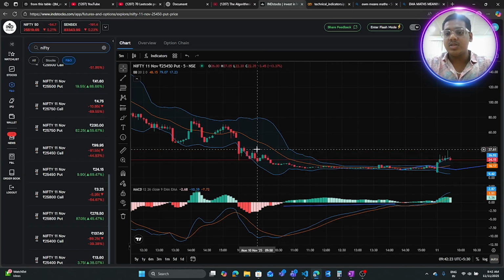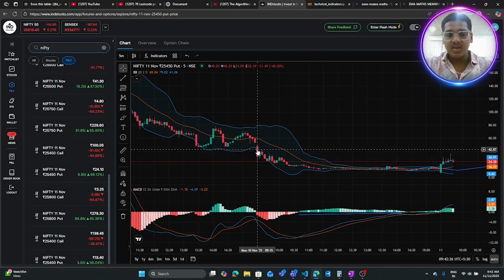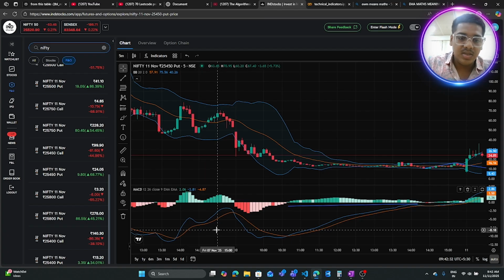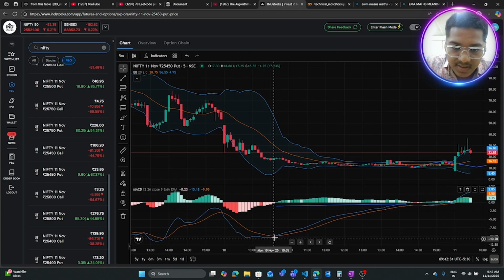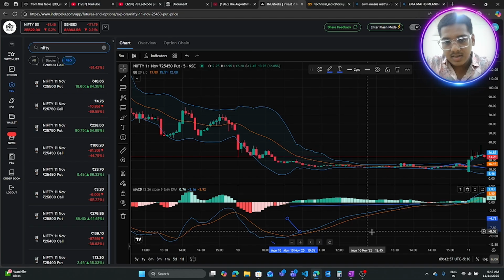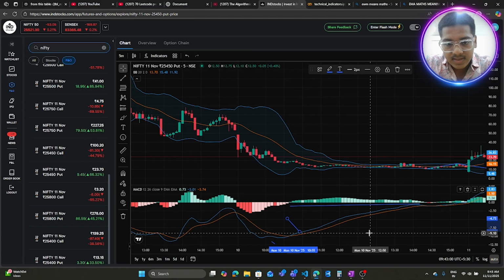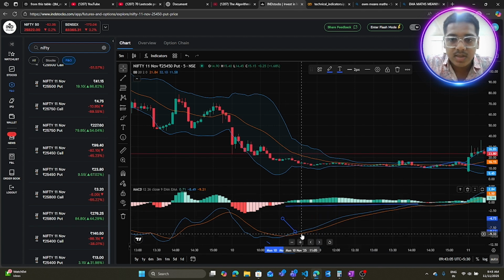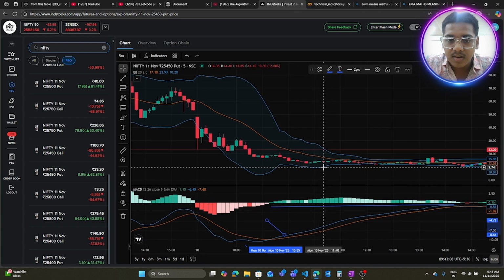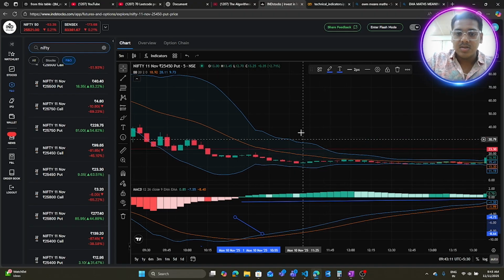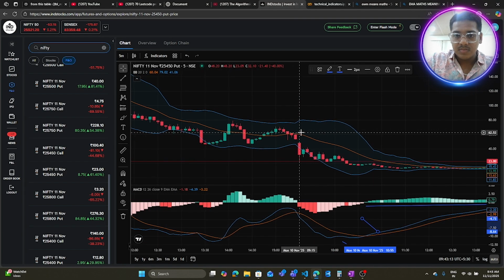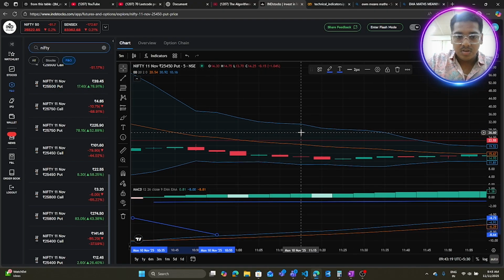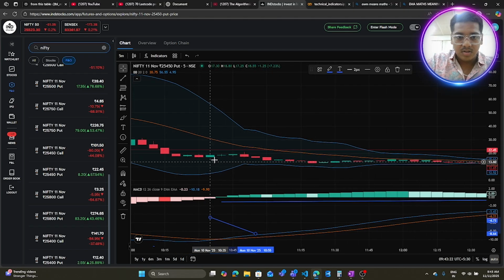I have added Bollinger Bands here. Hope you know Bollinger Bands, but we are now focusing on the MACD. I'll explain the trend. See, at this point the MACD line crosses the signal line. The signal line is orange in color, and we see a sudden increase in the volume and a sudden increase in the stock price. Let me show you how much increase. Where was that point? Here.